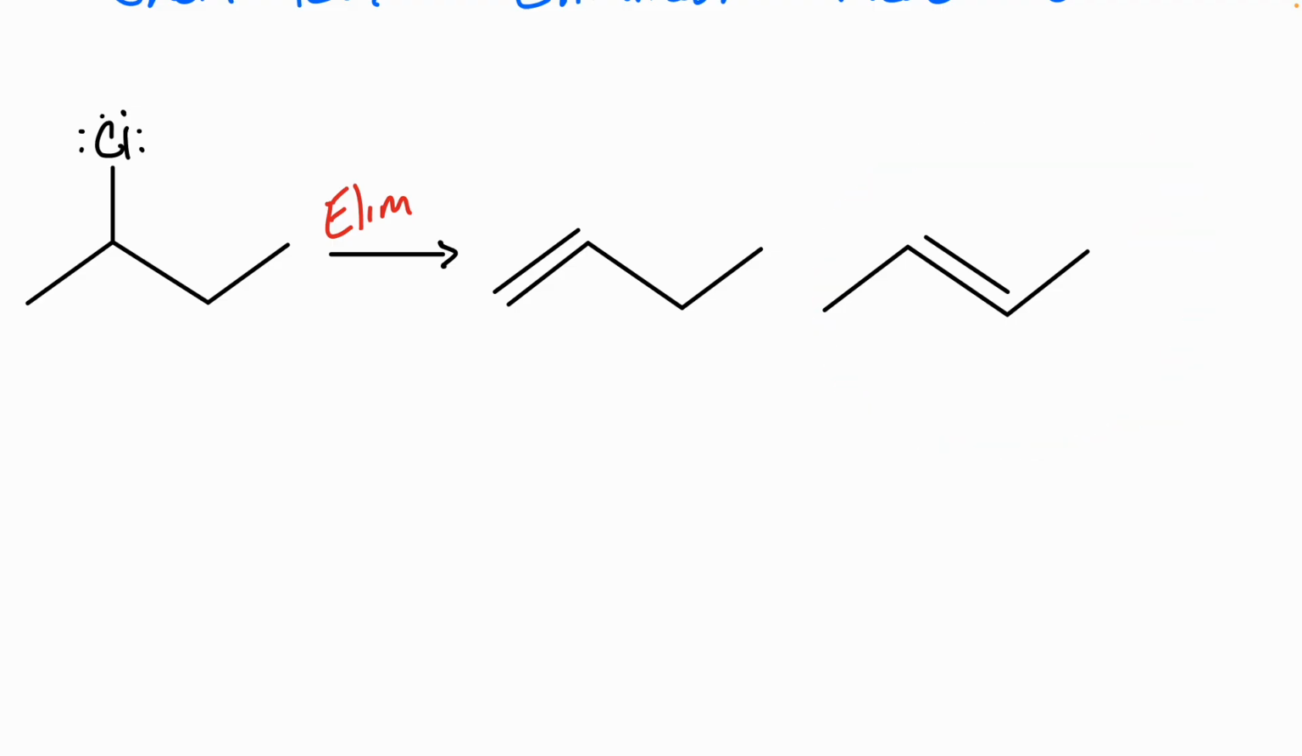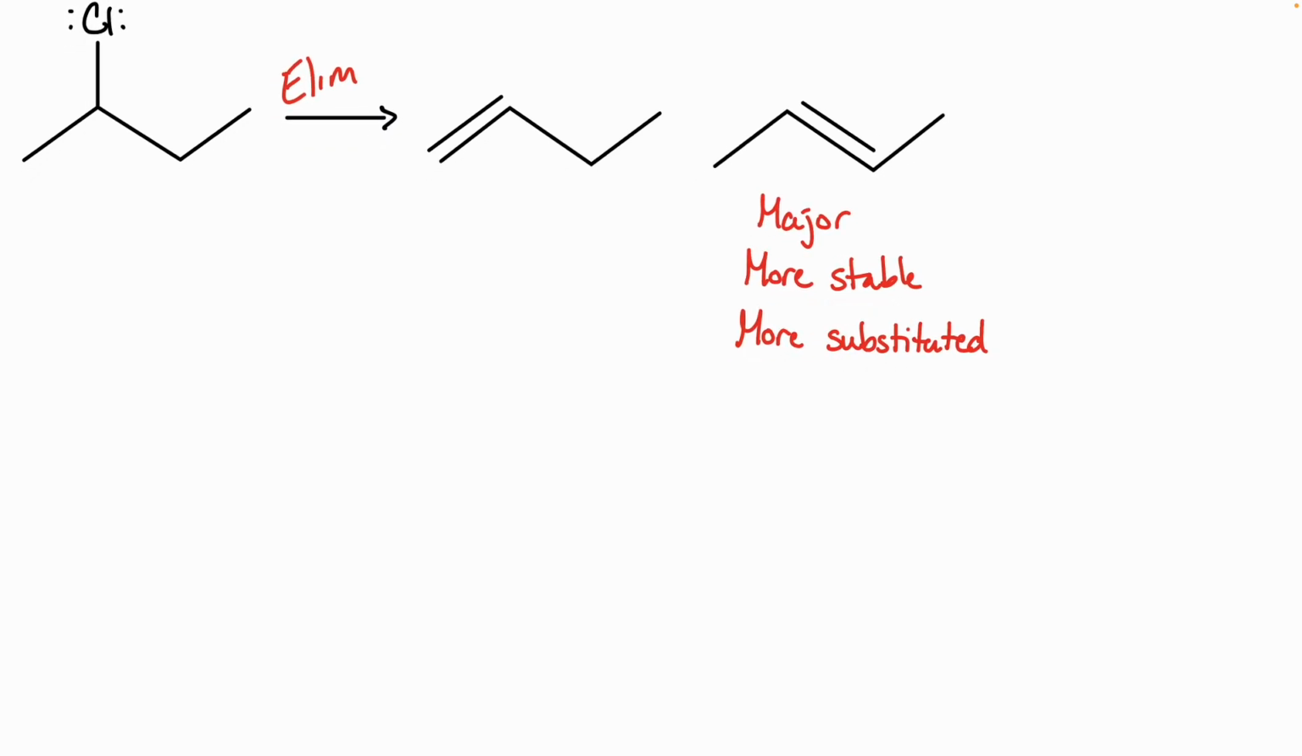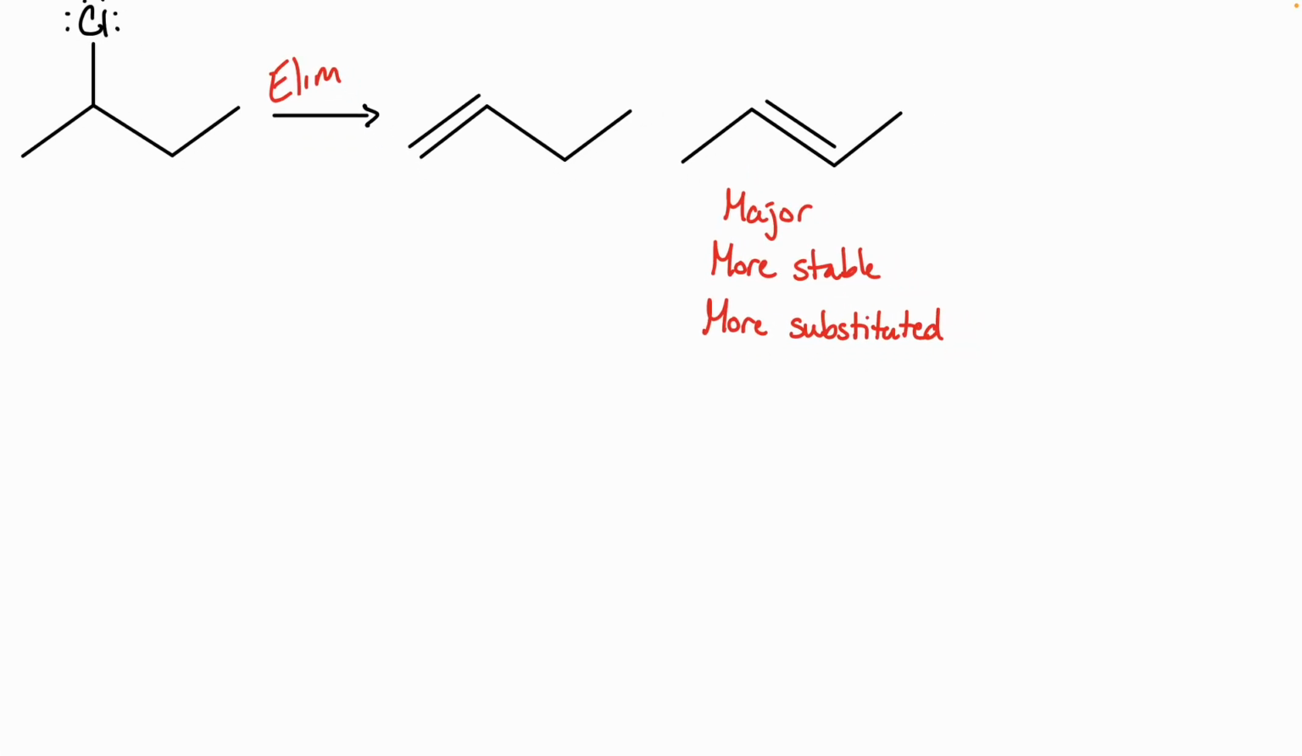So what is it that makes this more stable? So first of all, yes, it is our major product. It's our major product because it is more stable. But what feature is making it more stable is that it is more substituted. All right, so when we're talking about our degree of substitution, we're talking about the number of carbon neighbors that are bound to our sp2 hybridized carbons. All right, so what we call our degree of substitution.